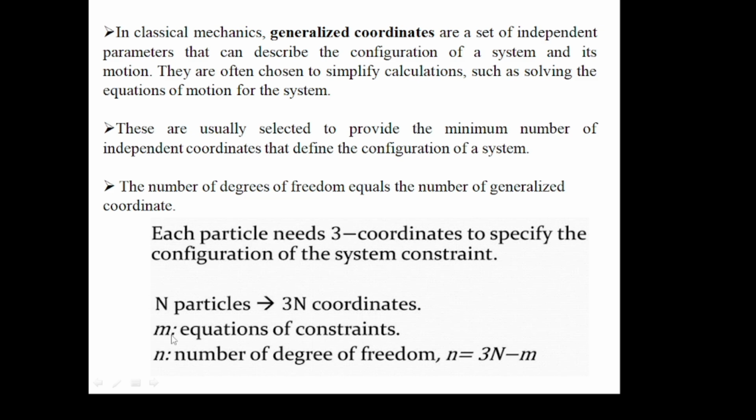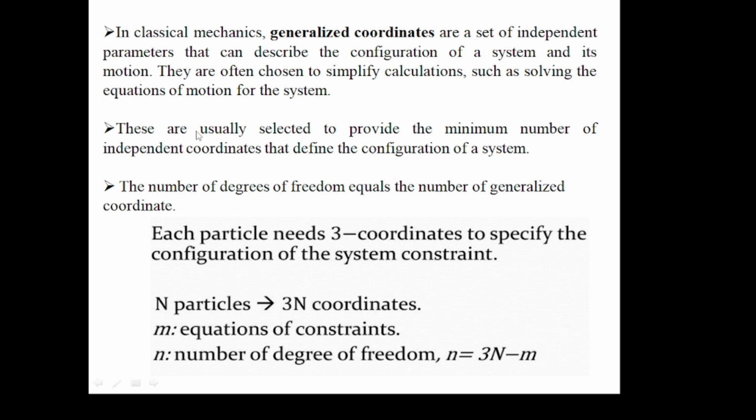And suppose m is the number of equations of constraints. That means from the 3n coordinates, m is the number of restrictions we have imposed. So the total number of degrees of freedom or total number of generalized coordinates, that is small n, is equal to 3n minus m. So 3n, the total number of coordinates, minus the equations of constraints is equal to the number of degrees of freedom, and the number of independent parameters required to specify the configuration of the system is called the generalized coordinates.